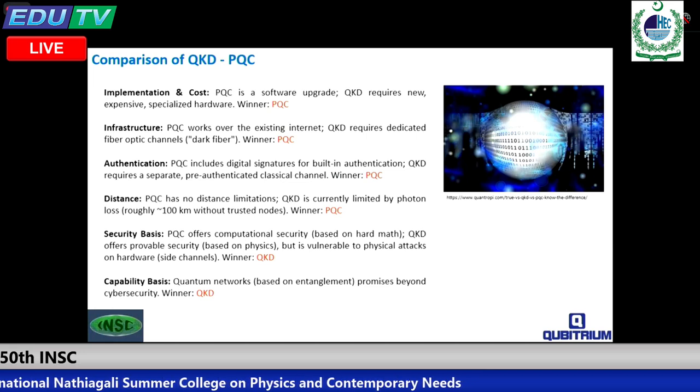Authentication, remember, PQC includes the digital signatures and authentication, built-in authentication protocols. But QKD is a key growing algorithm, not a key distribution algorithm. Initially, Alice and Bob first need to authenticate themselves, and you need another protocol for that. And it's not certain what is going to be used at this stage. So therefore, there is another weakness. Again, the winner is PQC.